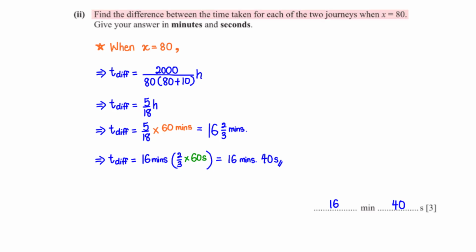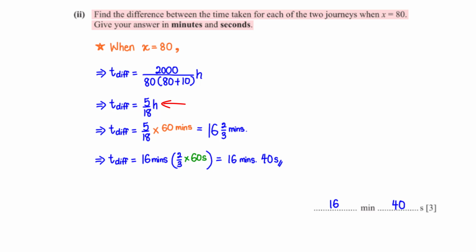Find the difference between the time taken for each of the two journeys when x is equal to 80. Give your answer in minutes and seconds. All we need to do is substitute x equals 80 into our time difference equation. This gives us 2000 divided by 80 times 80 plus 10. When we type this into the calculator, we get 5/18, which is in hours.